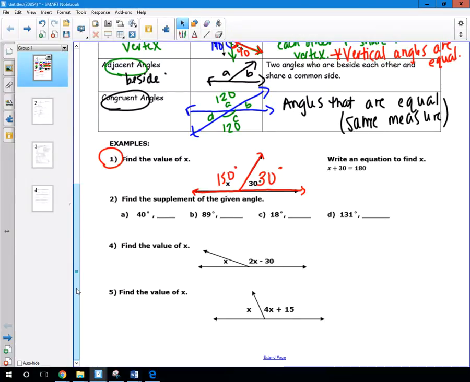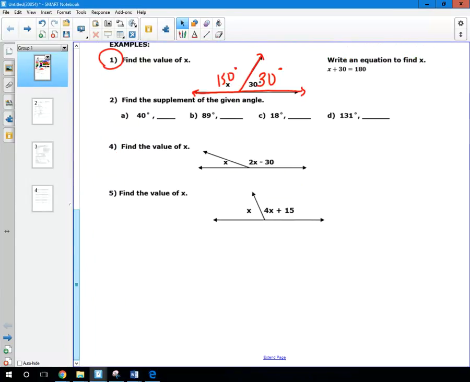But they're not always going to be that simple. We're going to get to some more complicated ones. So I'm going to help you get started on a complicated one, and then we'll do more together. Okay, so I want you to come down to number 4. I want you to consider that with me.